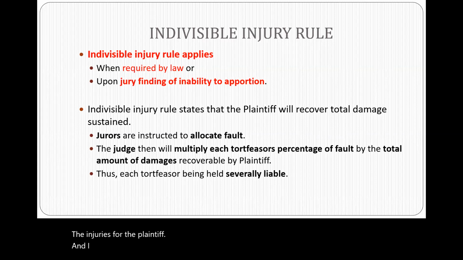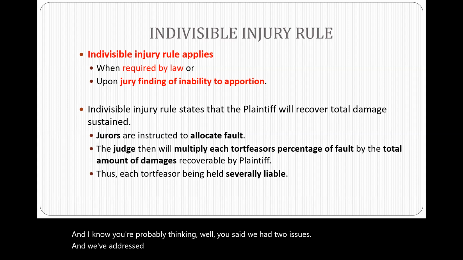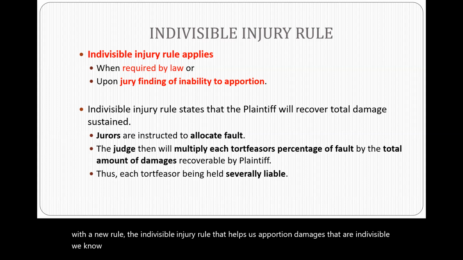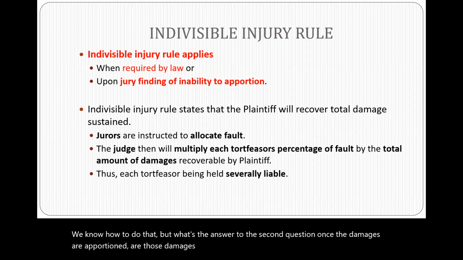And I know you're probably thinking, well, you said we had two issues and we've addressed one of the issues. Took us a long time to get there, but we've come up with a new rule, the indivisible injury rule, that helps us apportion damages that are indivisible. We know how to do that, but what's the answer to the second question? Once the damages are apportioned, are those damages subject to the liability of joint and several liability, or liability as several liability? Last sentence on the screen.